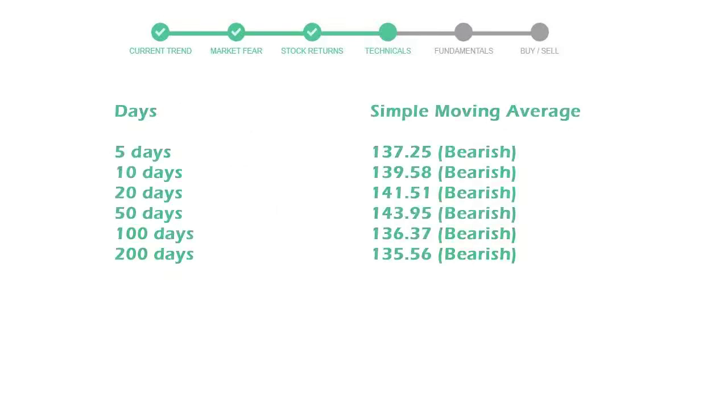Now let's have a look at simple moving average data. Moving average indicates what could be the next footprint of the stock price in the near future. 5-day average is 137 with a bearish indication. 10-day is 139 with a bearish indication. 20-day average is 141, which is a bearish signal.